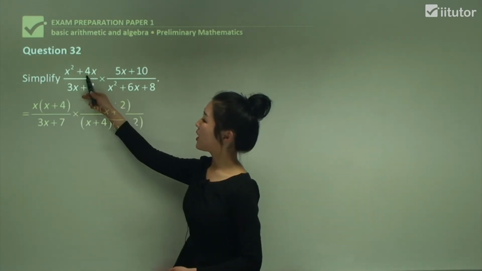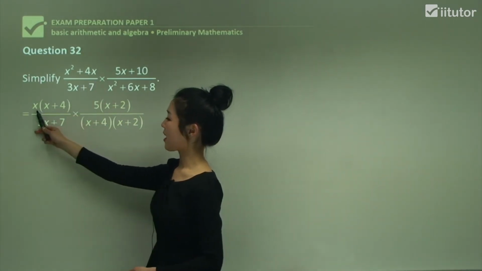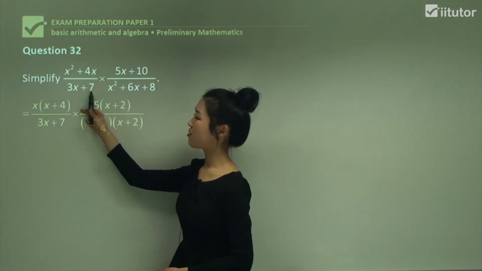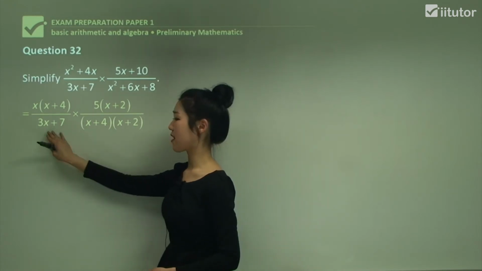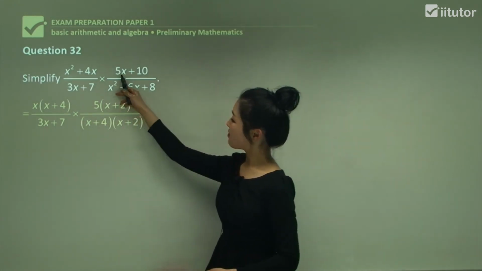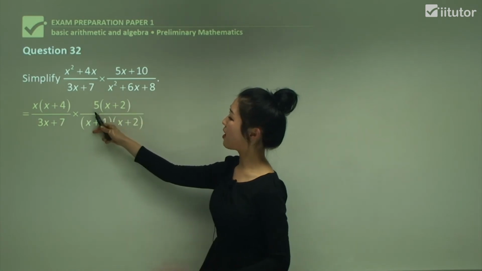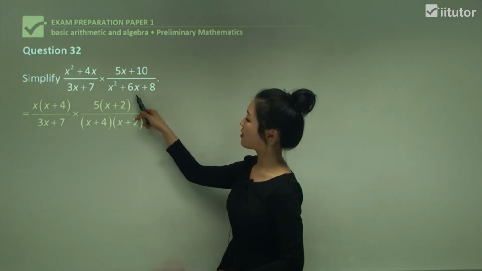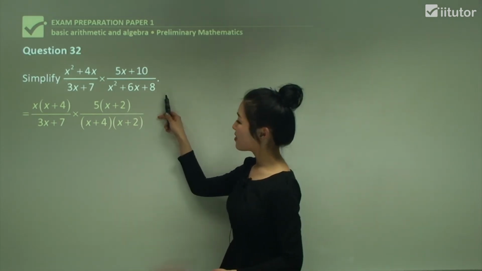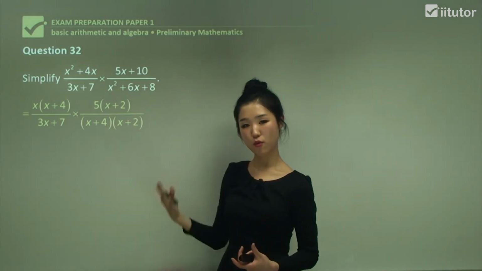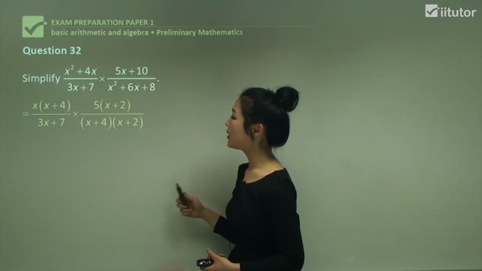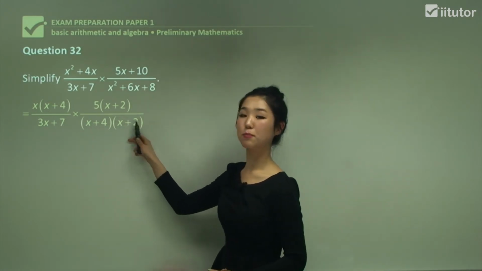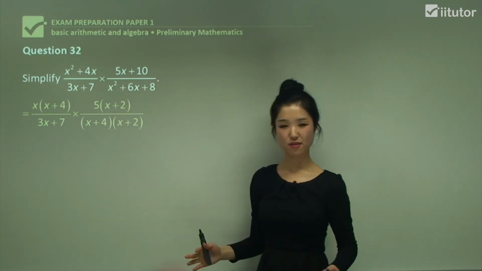You can see that this one here, the common factor is x, so I take x out, and we have x plus 4 left inside the brackets. 3x plus 7, there's no common factors, so I can't factorize that any further. 5x plus 10, the common factor is 5, so I have x plus 2 left inside the brackets. And for x squared plus 6x plus 8, 8 has the factors of 4 and 2, and we know that 4 plus 2 makes 6. So this one can be factorized as x plus 4, x plus 2. Okay, so I factorized everything.